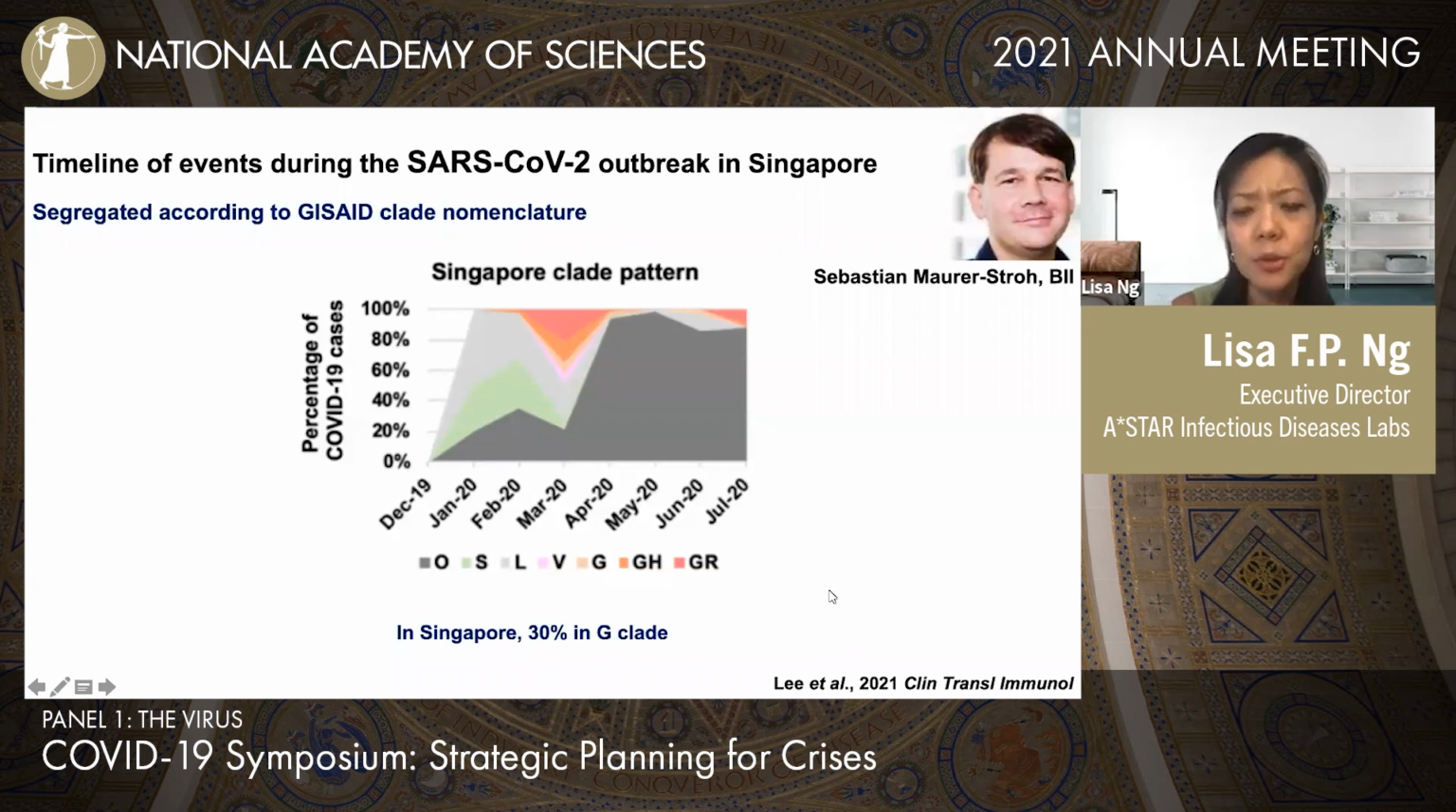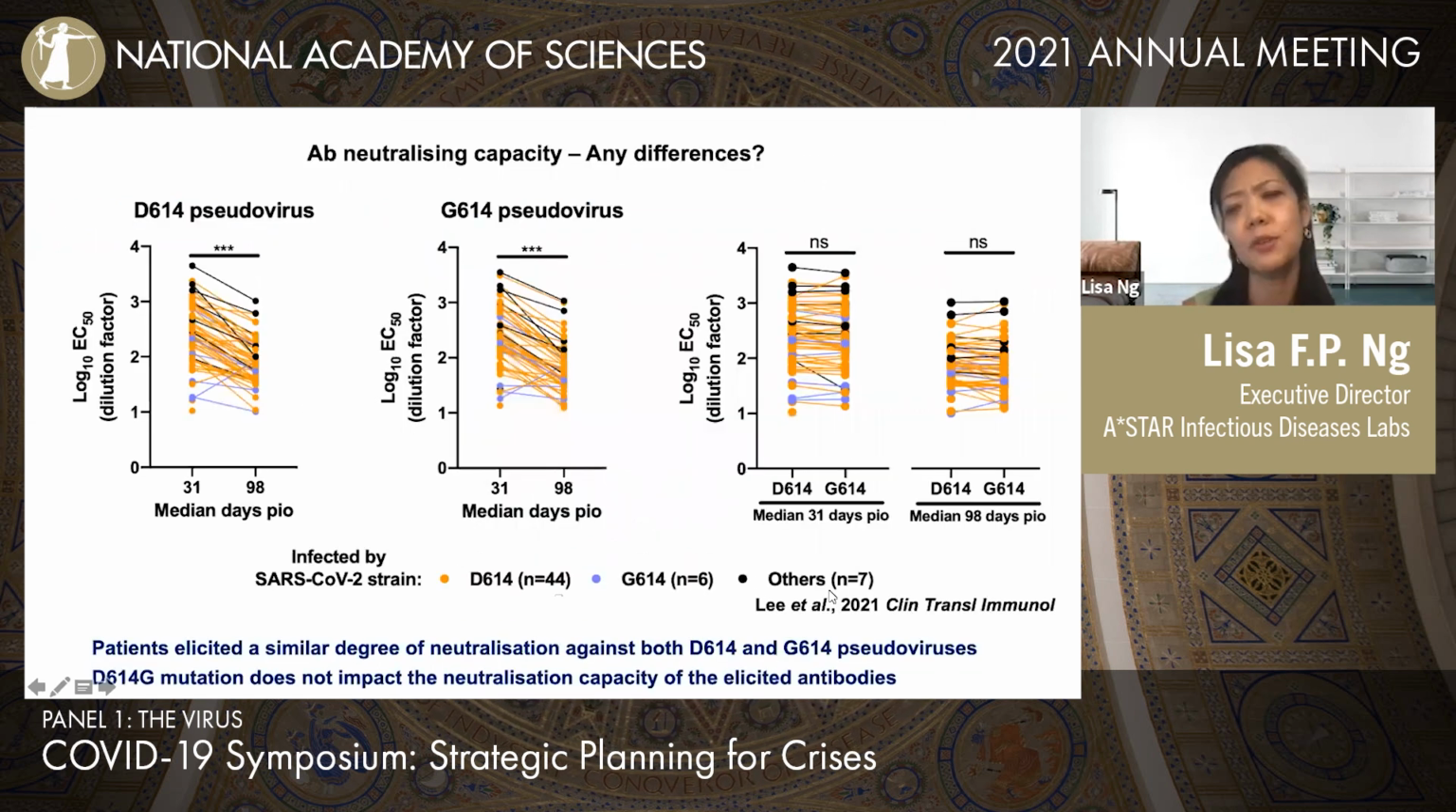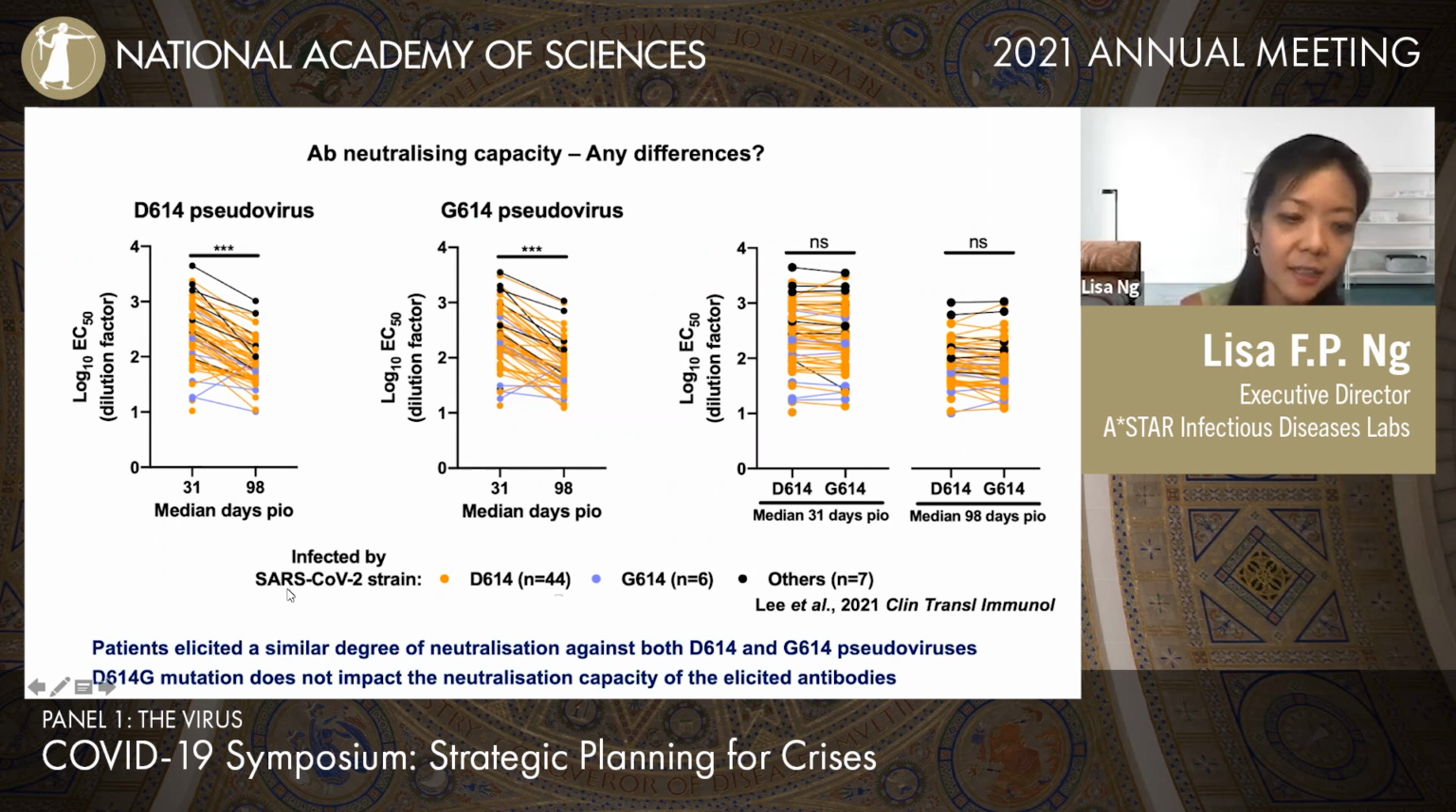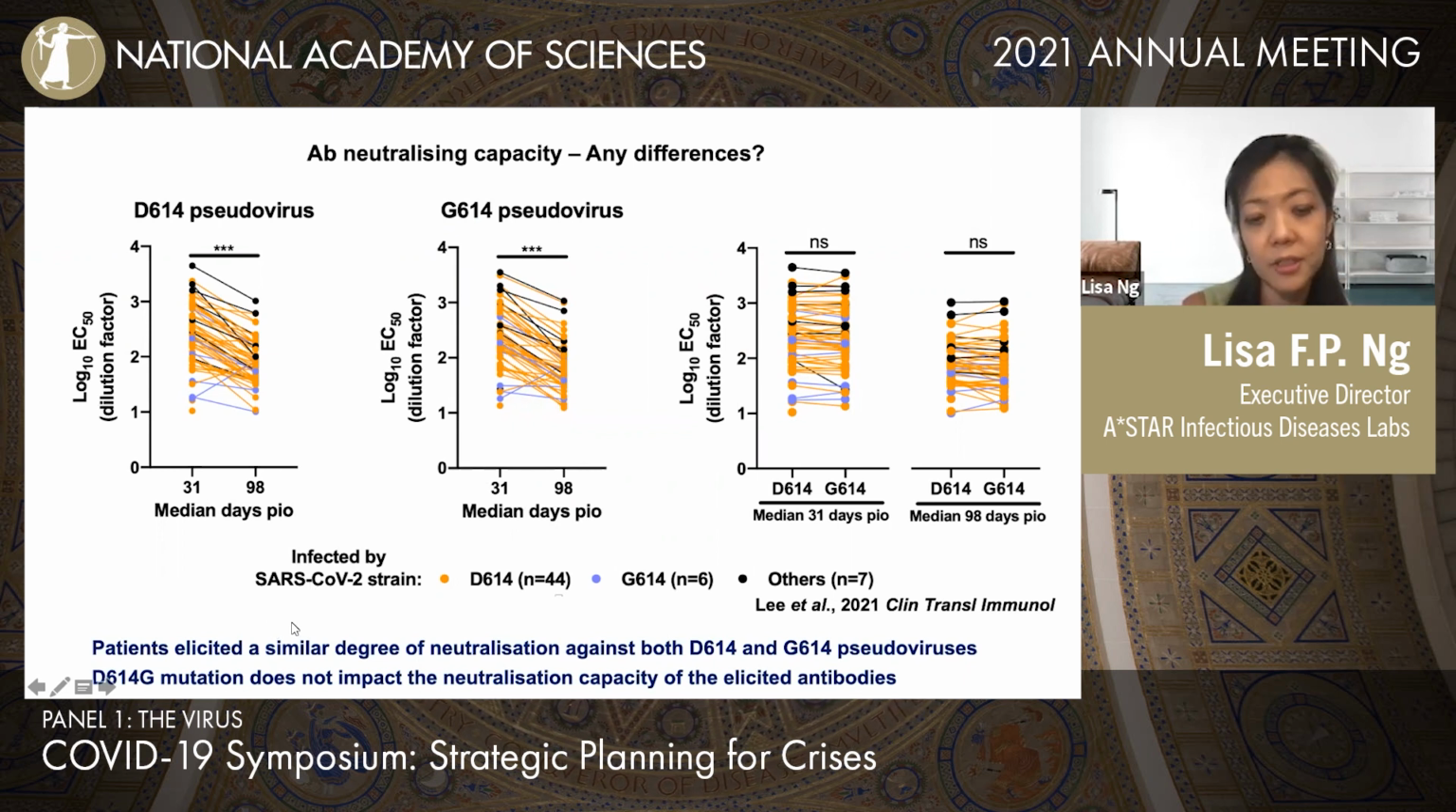Now, we were interested to know if there was any difference in terms of antibody neutralizing capacity between the G and the D. And you can see from here that using the pseudotype virus assay, we actually showed that patients typically elicited a similar degree of neutralization against both the D and the G pseudoviruses. So indicating that the D614G mutation actually did not really impact the neutralizing capacity of the elicited antibodies.